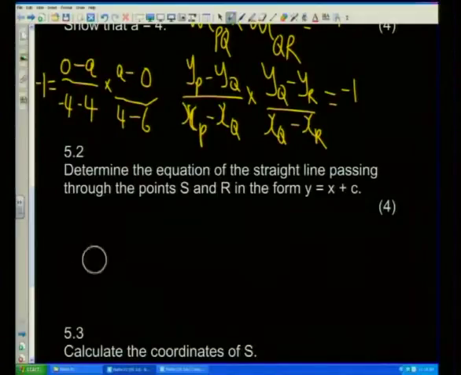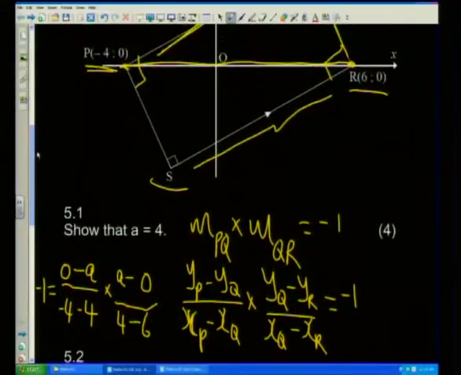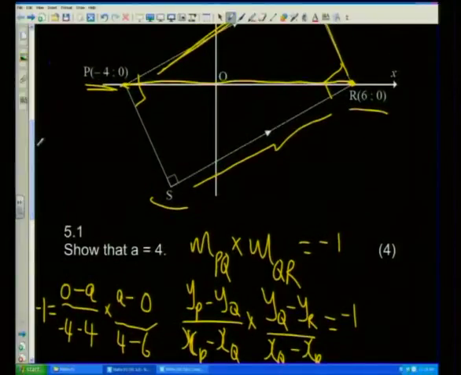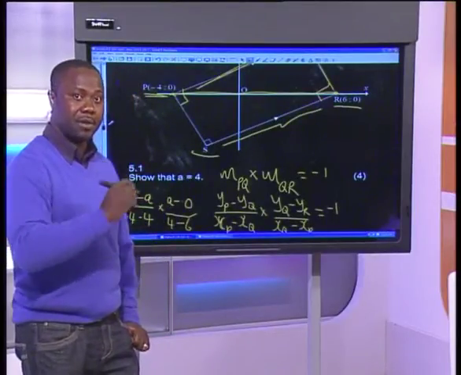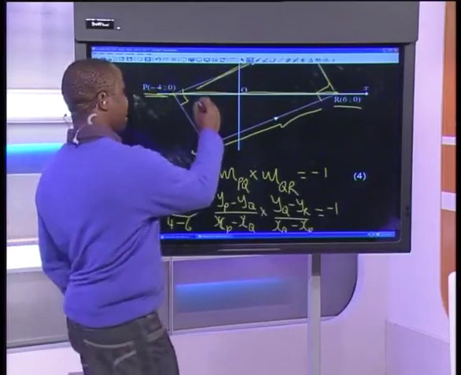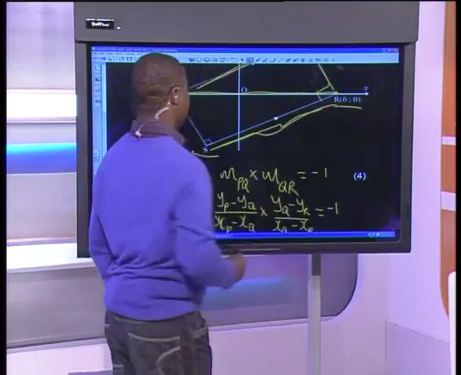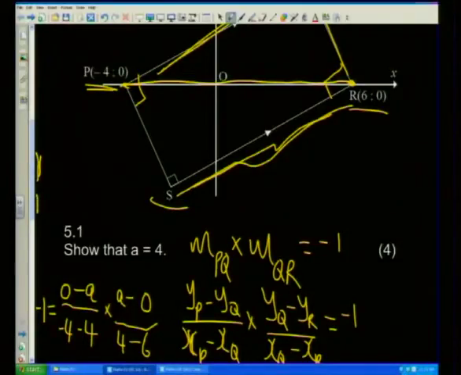All right, the next question says, determine the equation of a straight line passing through the points S and R in the form of y equals mx plus c. So if you remember, S and R. Now, we don't know anything about S, but we know that SR is a line that is parallel to PQ. So that is good information. We're going to say the slope of PQ will be the same as the slope of SR. Can we find the slope of PQ? Yes, we can. All right?